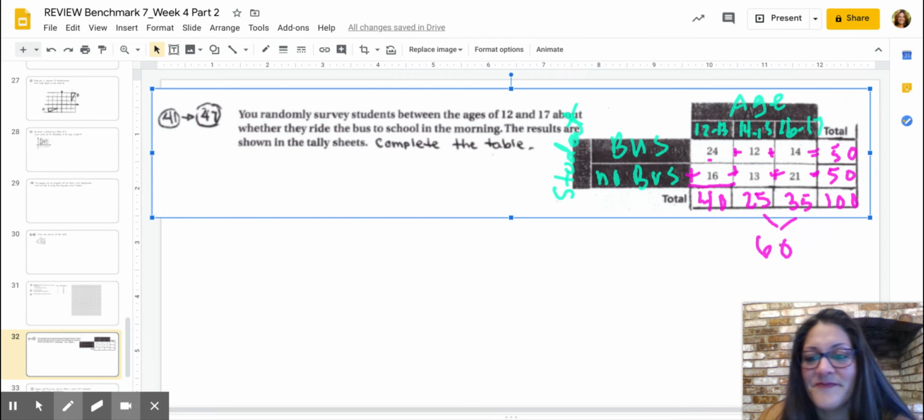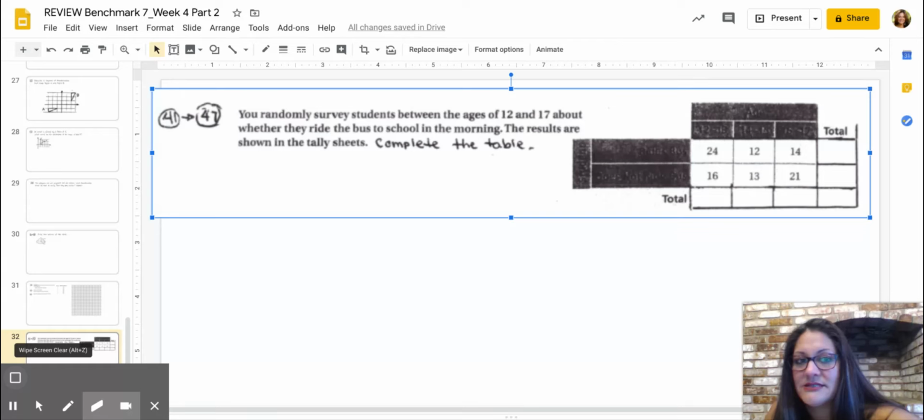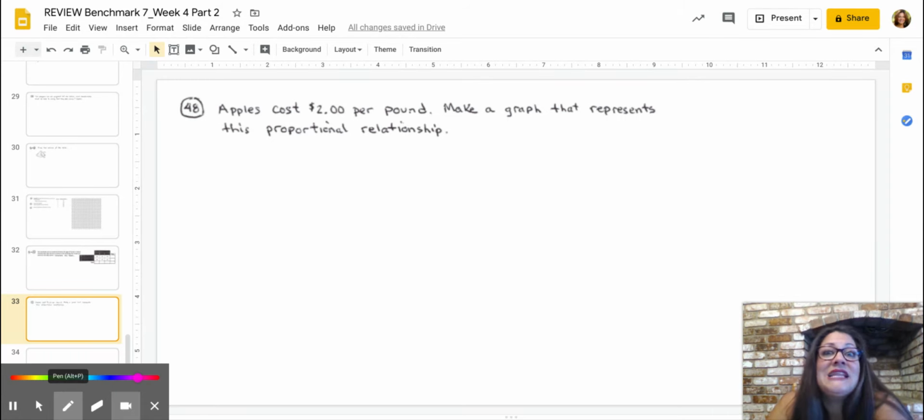Okay. Cool. So these data tables are just categorizing and organizing data. So when you complete those, that's what you're doing. And that was 41 to 47, I believe. One more problem. Let's see here. There it is. 48. Proportional relationships. Yay. So apples cost $2 per pound. Make a graph that represents this proportional relationship.